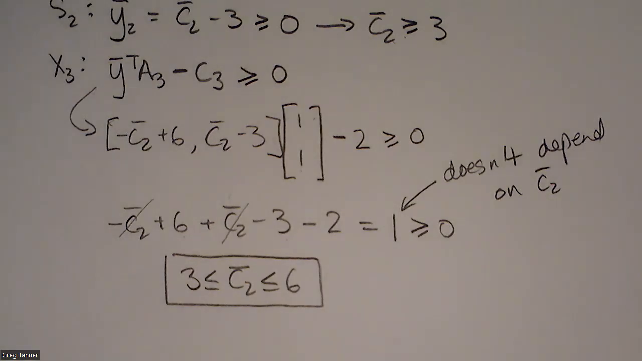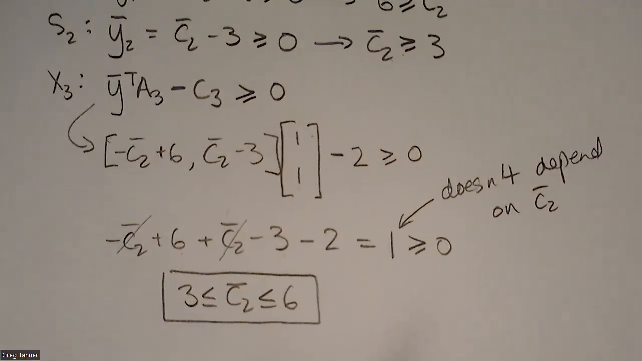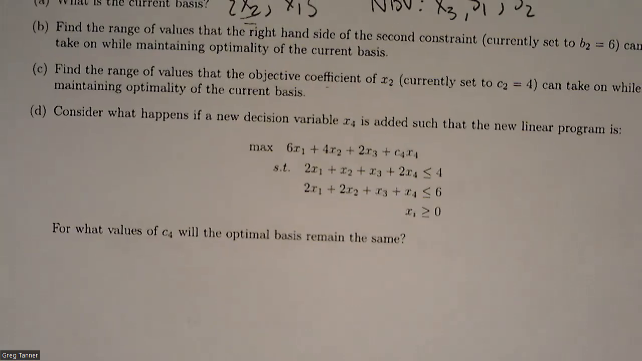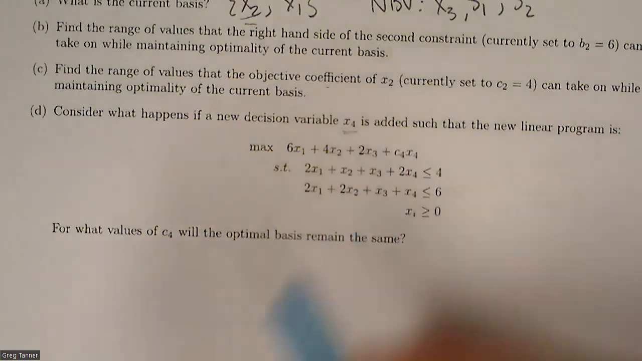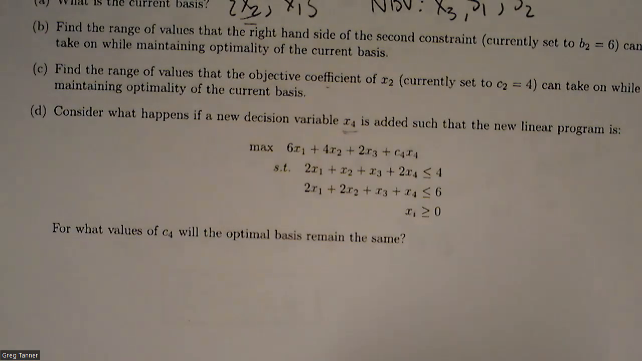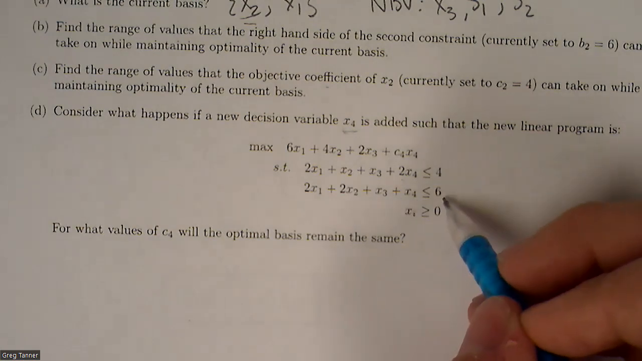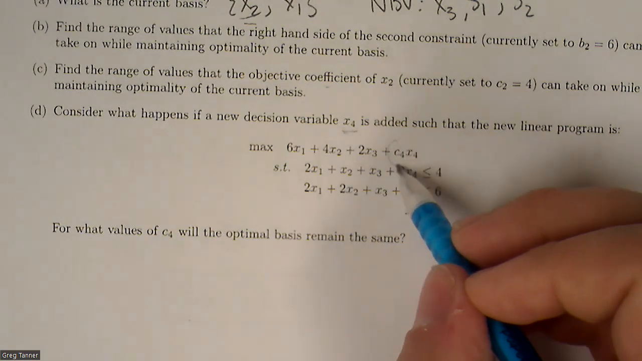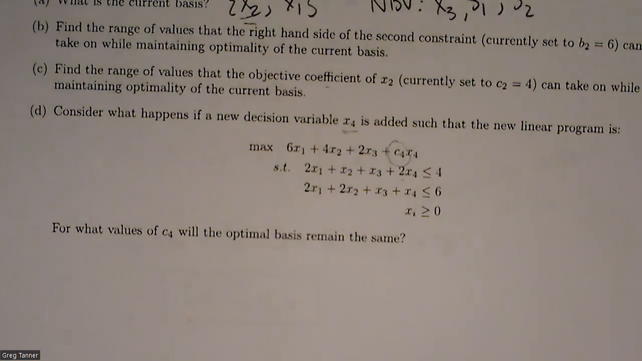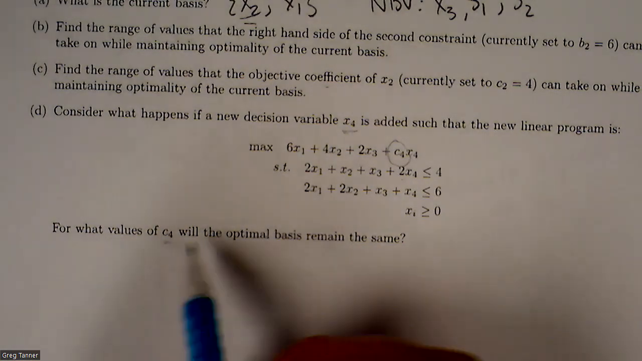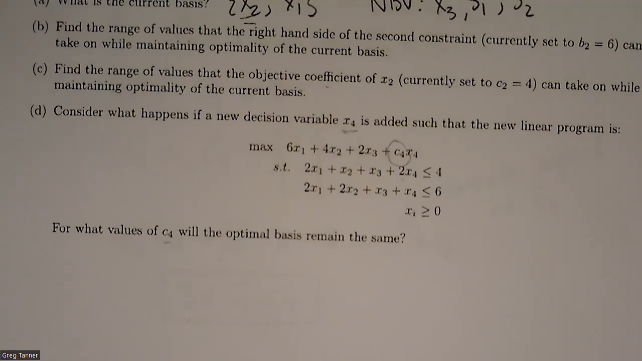So that's question C. This is an example of a change to the objective coefficient of a basic variable. Let's move on to question D. Let's consider a new decision variable. So let's say we introduce maybe a new product that we're now considering, and we know that it takes 2 units for this constraint and 1 unit for this constraint. But at the moment, maybe we don't know its contribution to the objective. What values of C4 will keep the optimal basis the same?